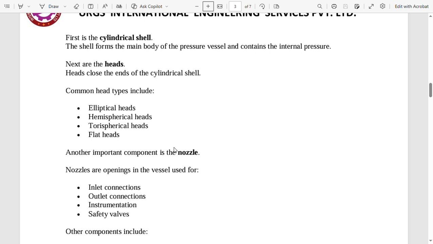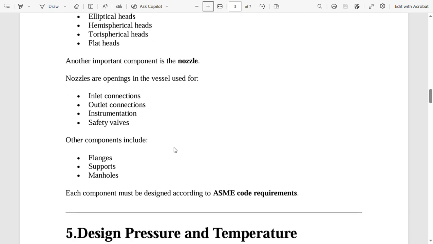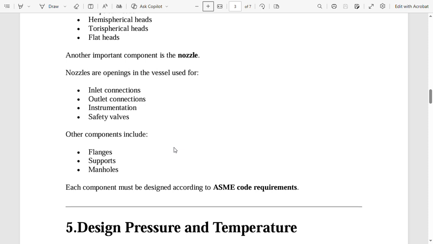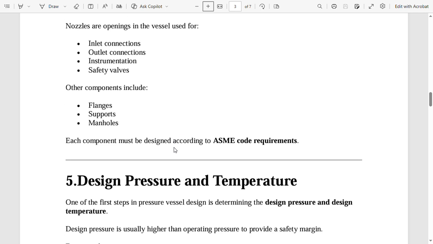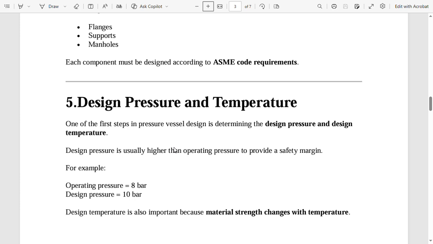Common head types include elliptical heads, hemispherical heads, torispherical heads, flat heads. Another important component is the nozzle. Nozzles are openings in the vessel used for inlet connections, outlet connections, instrumentation, safety valves. Other components include flanges, supports, manholes. Each component must be designed according to ASME code requirements.